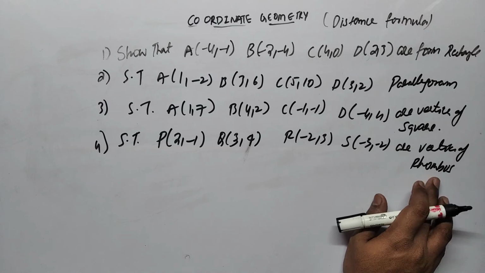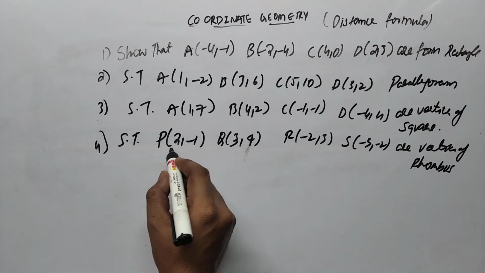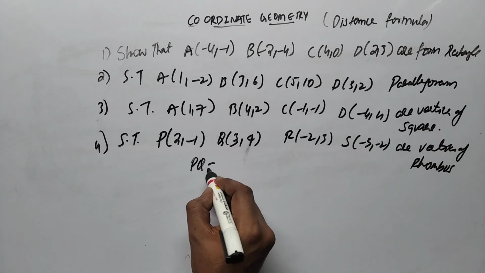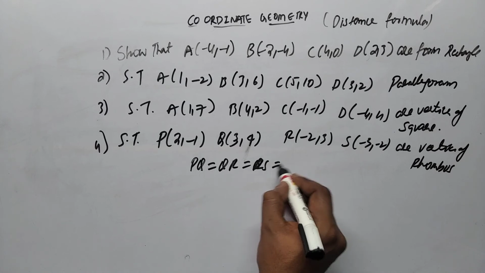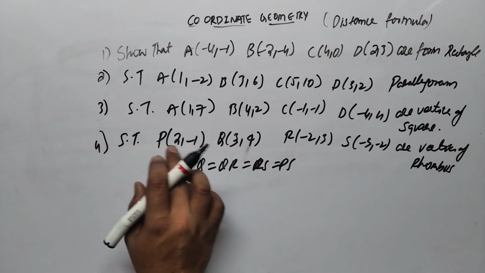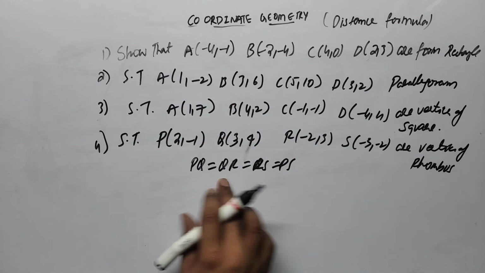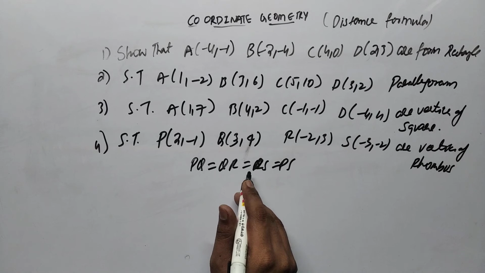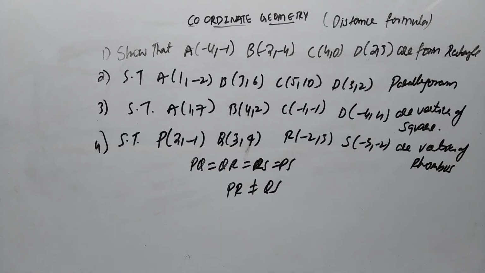By using that condition, in a rhombus all the sides are equal, so you are going to get PQ equal to QR equal to RS equal to PS. So all the distances PQ, QR, RS and PS will be the same, and the diagonals are not equal, so PR will not be equal to QS. This is the condition you need to prove. You try to do this.